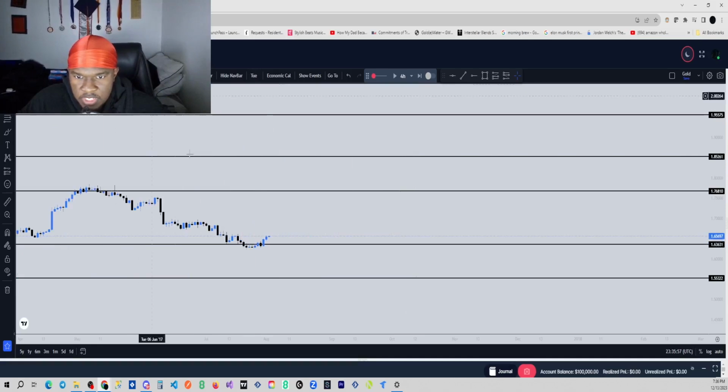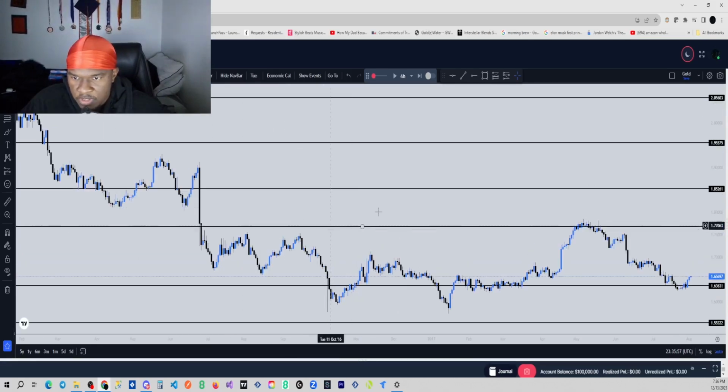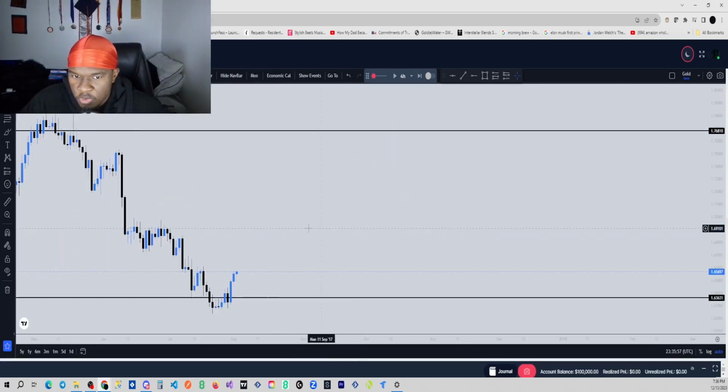Now what I want to see is for price to break back above some kind of structure point in order for me to confirm buys. So if price breaks above here, I'll start looking for buys to the upside. But if price breaks below, I'll start looking for shorts to the downside.